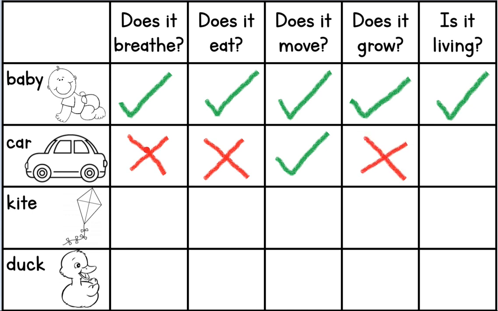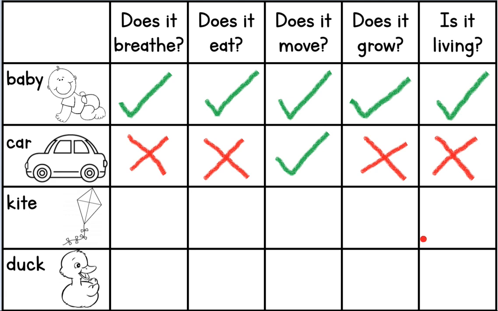So we have 3 red X's and 1 green check mark. So in order for it to be living, it has to have all 4 green check marks. So is a car living? No, it is considered a non-living object. Even though it does move, that does not mean always that it is a living thing, because non-living things can move. We read yesterday about how things have motors, different machines, and that does not mean that it's technically a living thing. Non-living things can move.